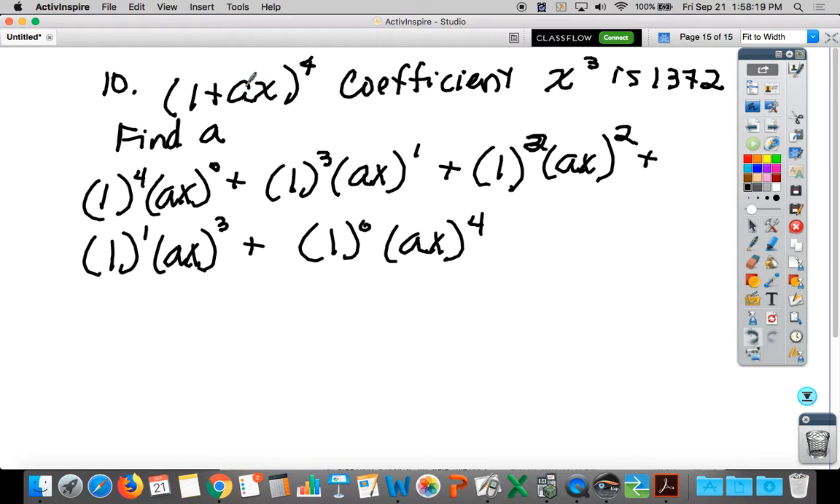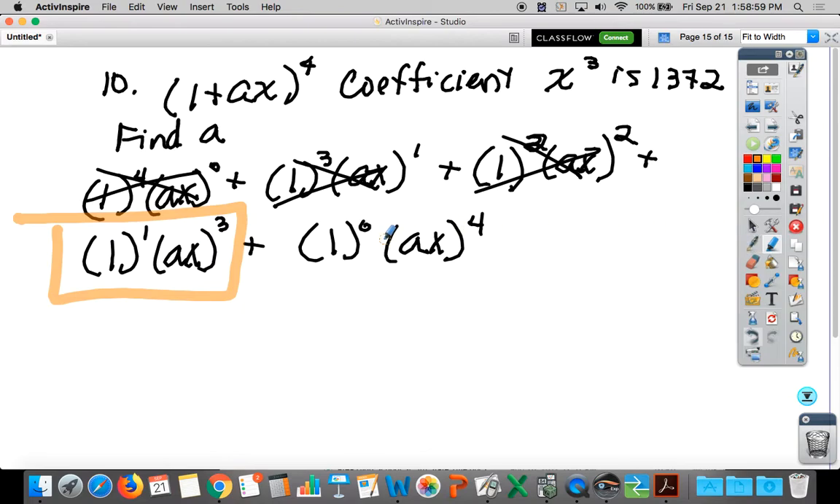Didn't they say, now this is what I'm trying to find, but A's in all of these. I don't have an interest in all of those. I don't even have information for all of those. They told me that the coefficient of the x to the third term is 1372. So do I need this one? Is this an x to the third term? Nope. What about this one? What is this one? Just x. What is this one? X squared. There it is. That's the one that I want, right there. I don't want that one.